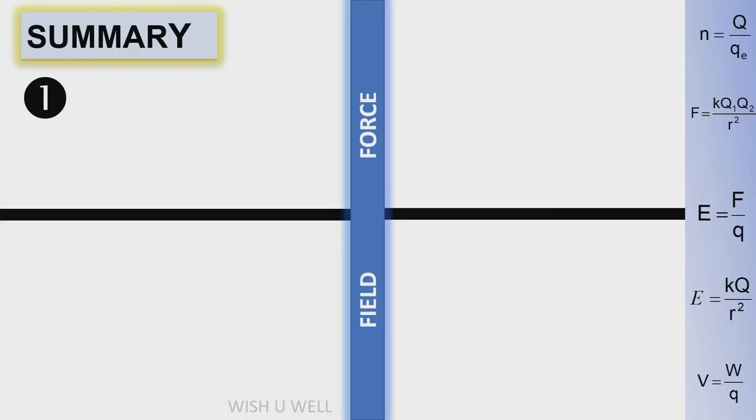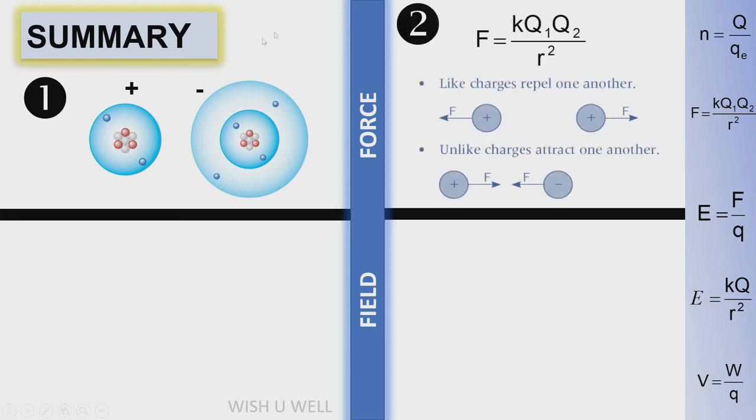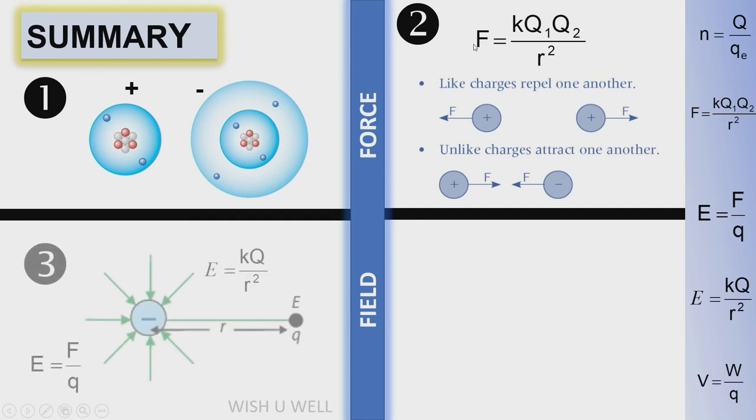Let me just give you a summary of what we've done today. Today we did some of the electrostatics. The first thing we told you is that electrons are negative and protons are positive, and that when we have a surplus of electrons, we have a negative charge, and with a surplus of protons, we have a positive charge. Number two, we told you that Coulomb's law tells us that some repel and others attract, but we can work out how strong. Number three, we told you that every charge has an electric field around it, and you can work out how strong the electric field is with the letter E.